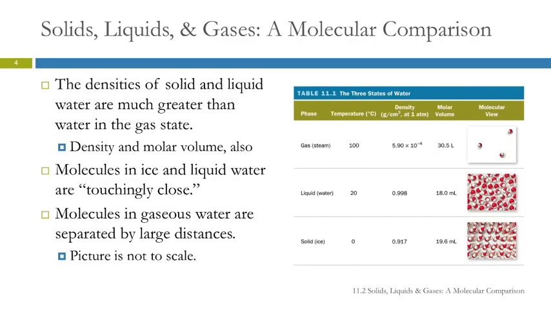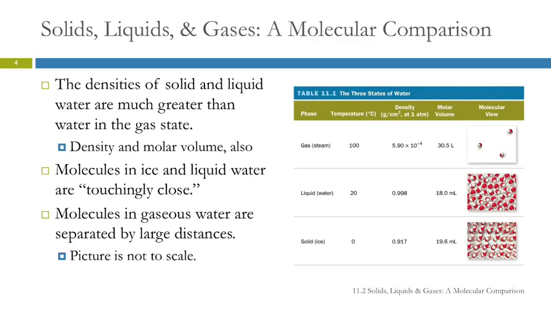Why is that? Well, we can look at these illustrations here. In liquid water and in solid water, the molecules are touchingly close. They're very close together. In the gas state, they're very far apart. This is not even shown to scale. There's actually more space than is indicated in this illustration. But they didn't want to have to make a really, really big picture or really, really tiny molecules. So they exaggerated a little bit.